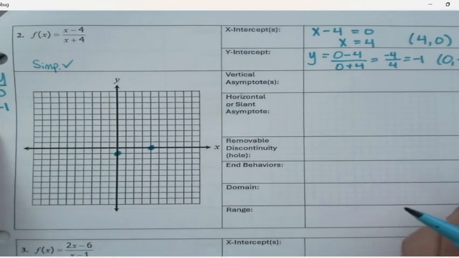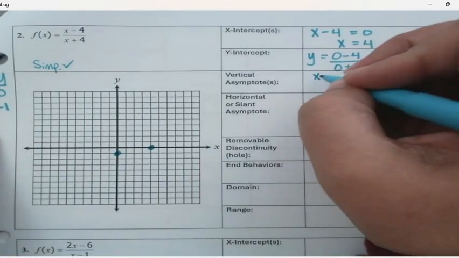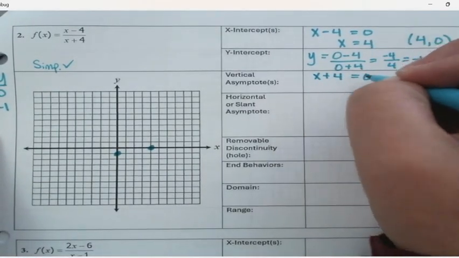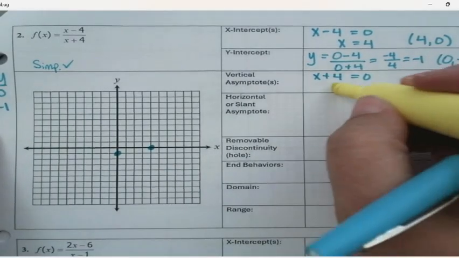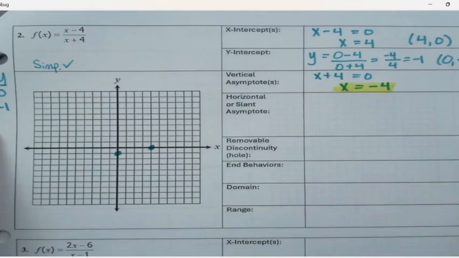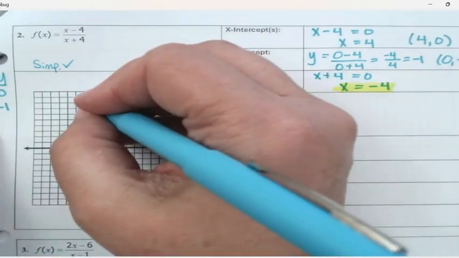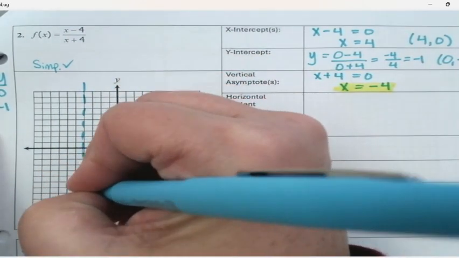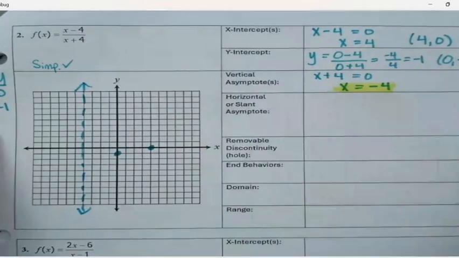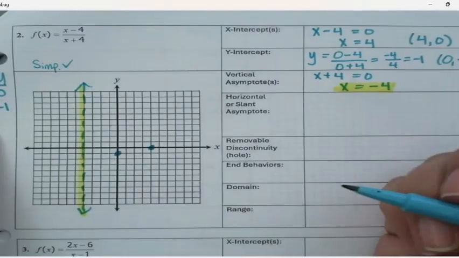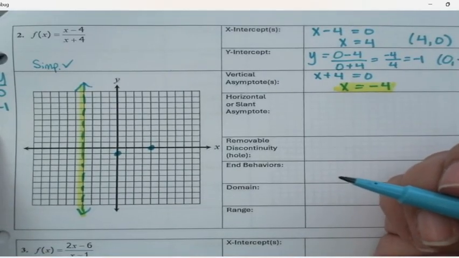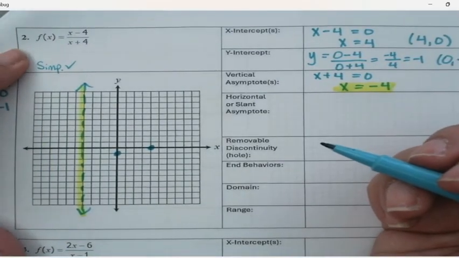Okay. Vertical asymptote. Find the vertical asymptote by setting the denominator equal to 0. X plus 4 equals 0. X equals negative 4. There's my vertical asymptote. It's in the form x equals, and it's at negative 4. So I'm going to come back here to negative 4. I'm going to do a dashed line. I have to graph my asymptotes on these because they shape my graph. I don't know what the graph's going to look like without my asymptotes.